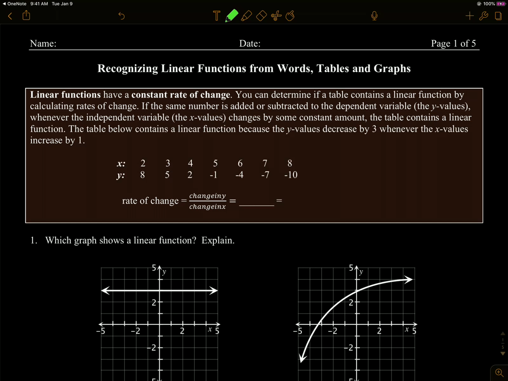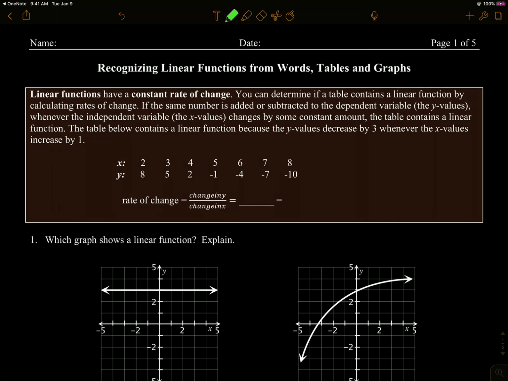Okay, so we're going to look at a specific type of function now for quite a while. We're going to look at a linear function. First of all, we want to be able to tell, is a function linear or not? And it can be in whatever representation. It could be an equation, it could be a graph, it could be a table. We have to figure that out.